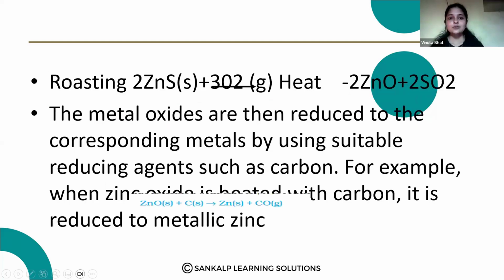Roasting is the process in which zinc sulfide, when it reacts with oxygen, forms zinc oxide and sulfur dioxide. The metal oxides are then reduced to the corresponding metals by using suitable reducing agents such as carbon. For example, when zinc oxide is treated with carbon, the reducing agent, it forms zinc and carbon monoxide.